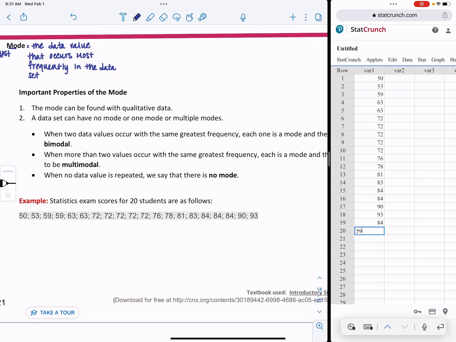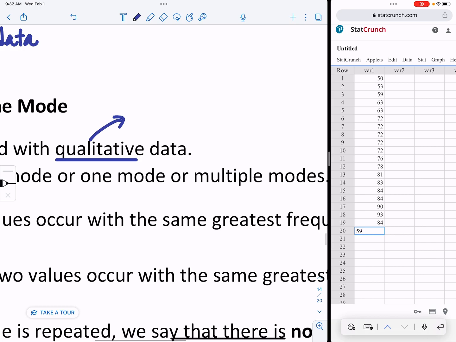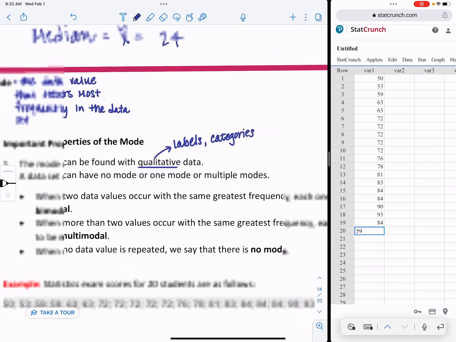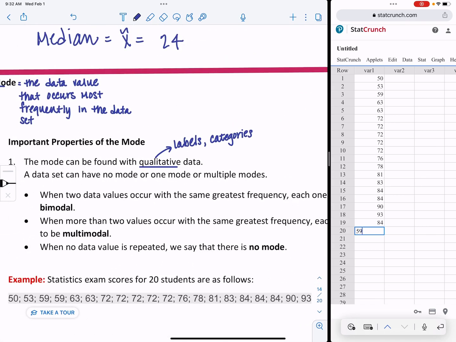We've got some important properties for the mode. The mode gets used with qualitative data as well. When we talked about median and mean, that was numerical data or quantitative data. The mode can be used with qualitative data, and that makes it a little bit different. Remember, qualitative data is labels or categories. So favorite colors, favorite foods, those types of things.